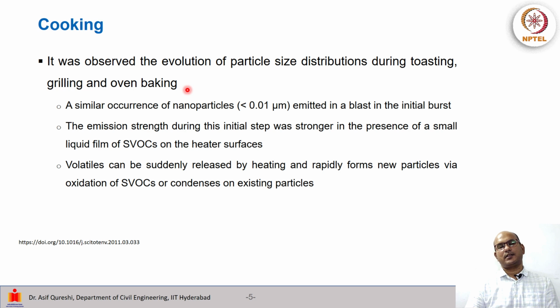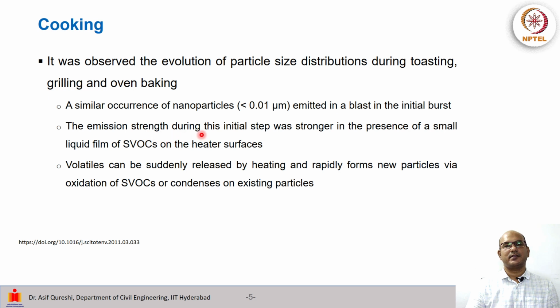Then in another study, it was observed that when we looked at the evolution of particle size distributions during toasting, grilling and oven baking, there was an occurrence of nanoparticles less than 10 nanometers, or less than 0.01 micrometer, which were emitted as an initial burst. As soon as the activity started, there was an immediate increase in the number of particles in this size.